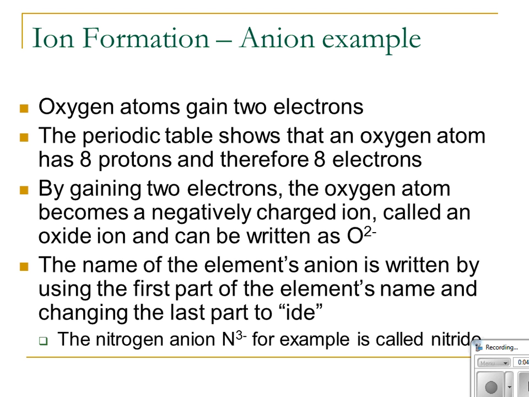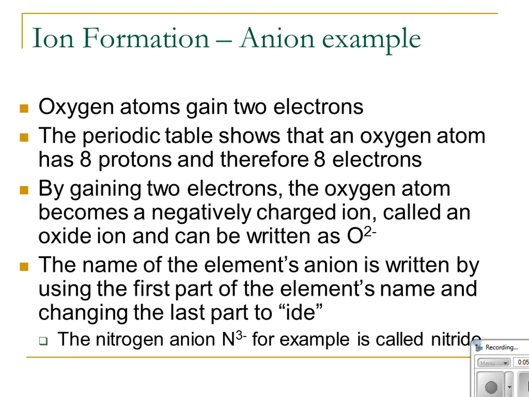To give you an example of an anion, we have oxygen. An oxygen atom gains 2 electrons, meaning it's going to have a 2- charge. The periodic table shows us that the oxygen atom has 8 protons and therefore it has 8 electrons. Again, we're talking about the atom. But by gaining 2 electrons, the oxygen atom becomes a negatively charged ion called an oxide ion.